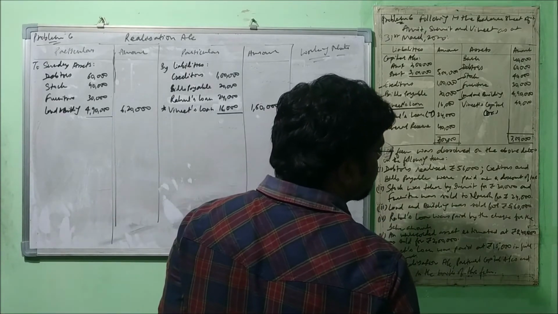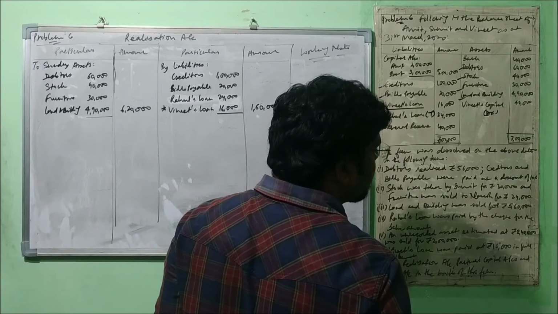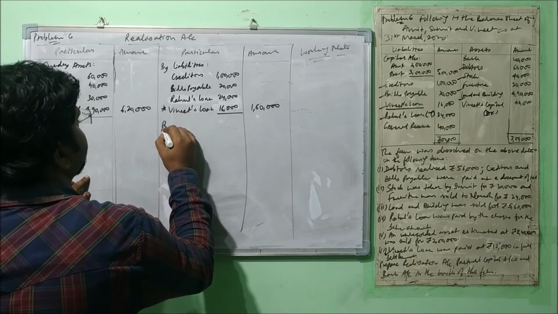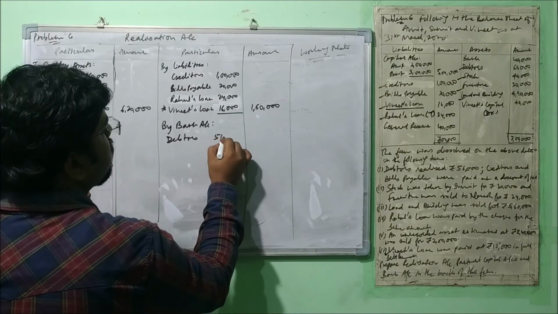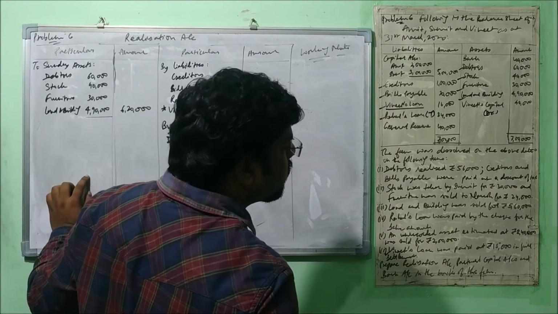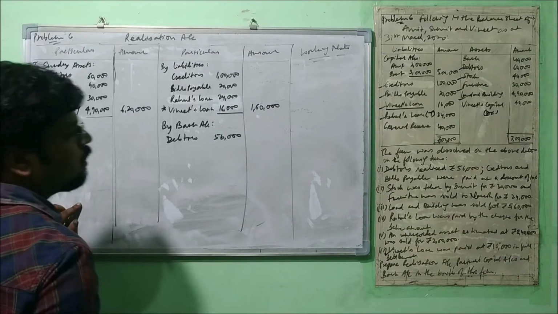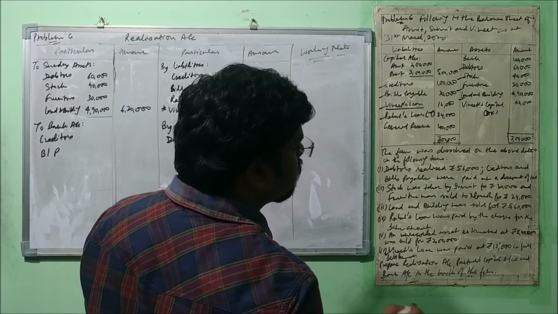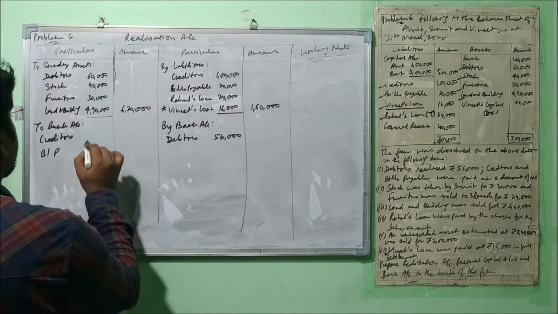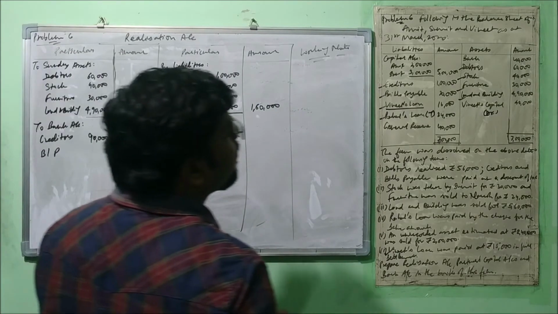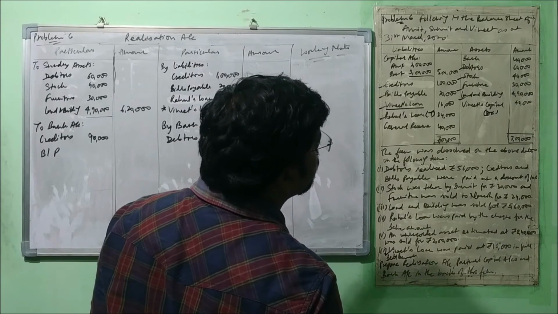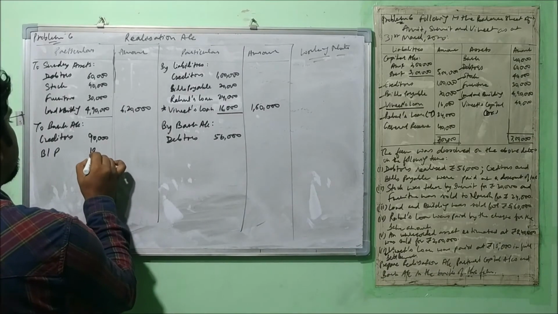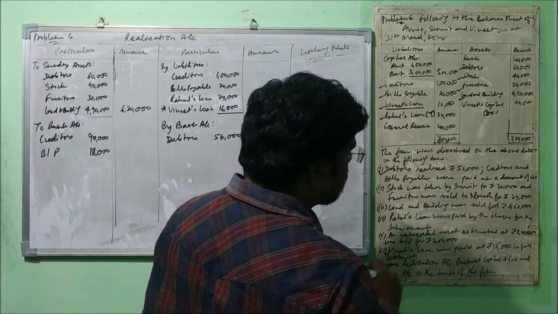Debtors realized rupees 56,000, creditors and bills payable were paid at a discount of 10%. Debtors were realized at rupees 56,000. Let's move further. Creditors and bills payable were paid. The creditors' value was 1 lakh, so 10% discount means 90,000. Similarly, bills payable were 20,000, after deducting 10% discount, that is 18,000. This point is over. Now let's move further.